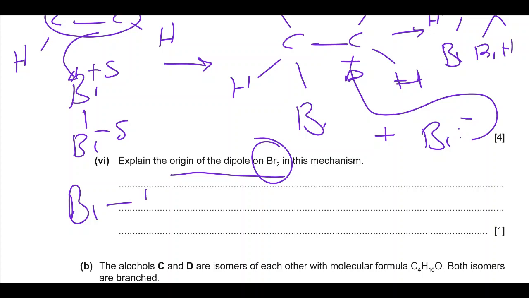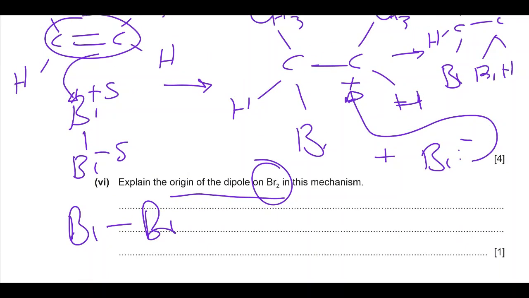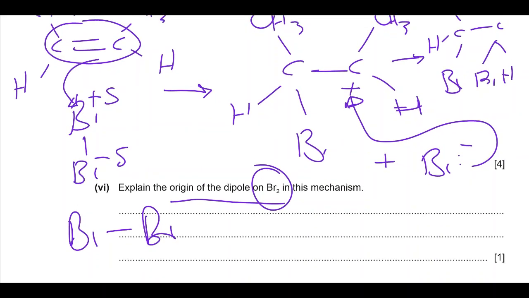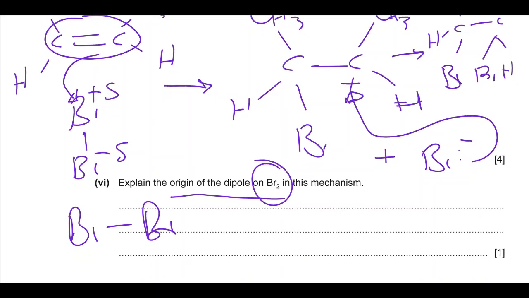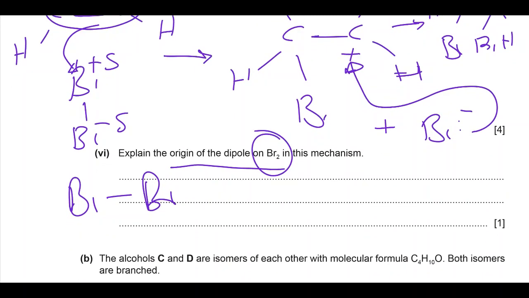Here he's asking to explain the origin of the dipole in this bromine. I told you Br2 molecules are nonpolar, so we don't have partially negative and partially positive, because they are nonpolar. But how is it a dipole? As I have explained, the Br which is very close to the double bond will be induced, so it will be partially positive, and the other one, which is far away from the double bond, will be partially negative.